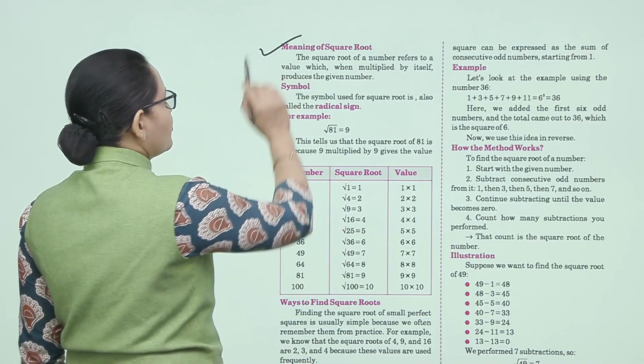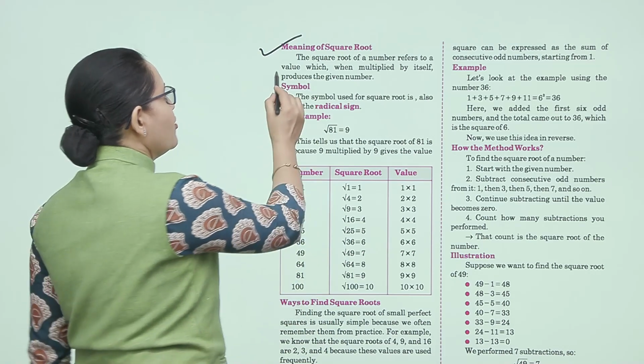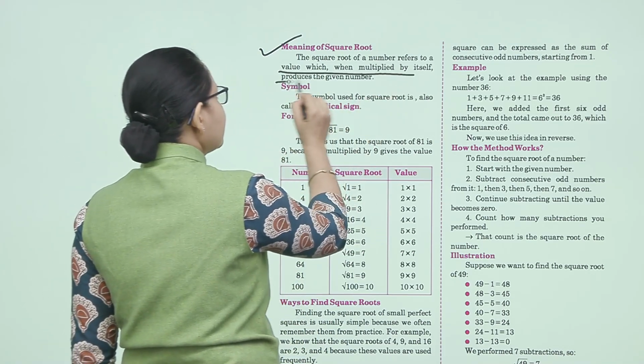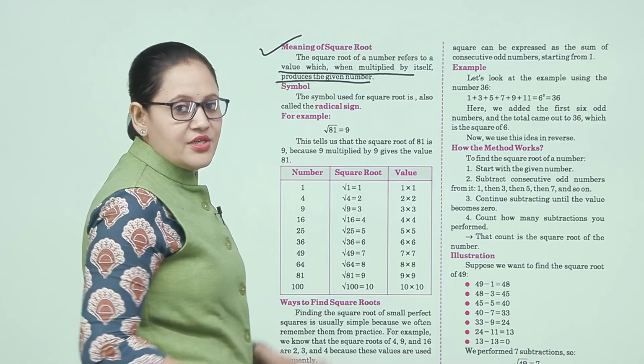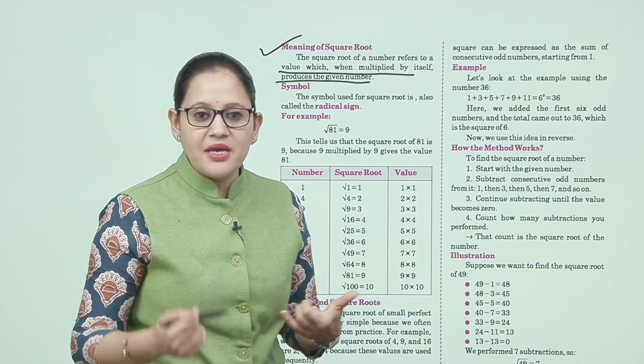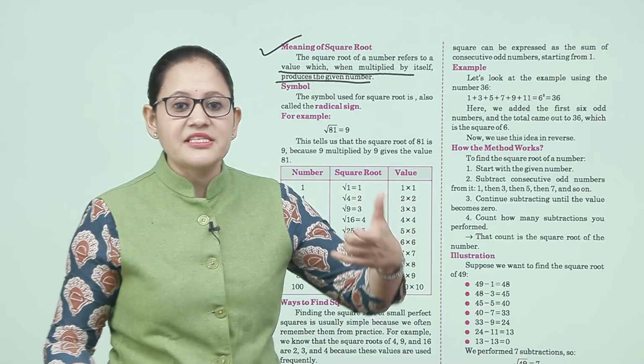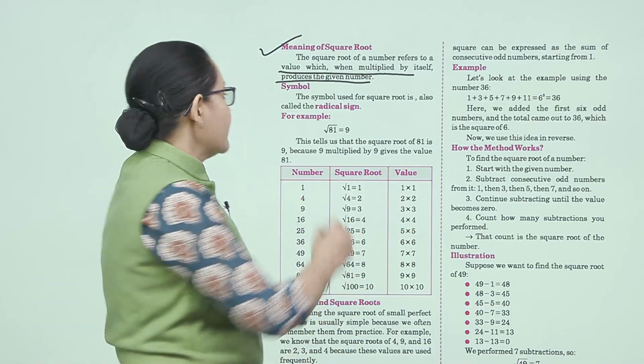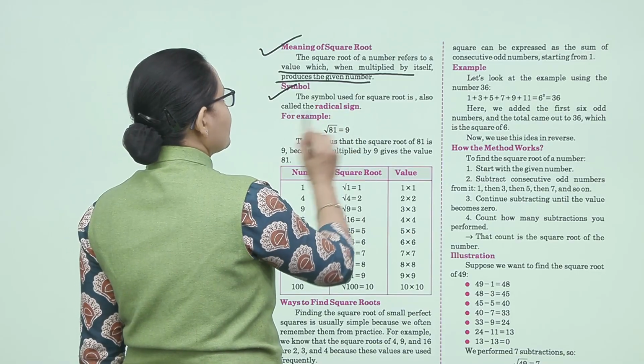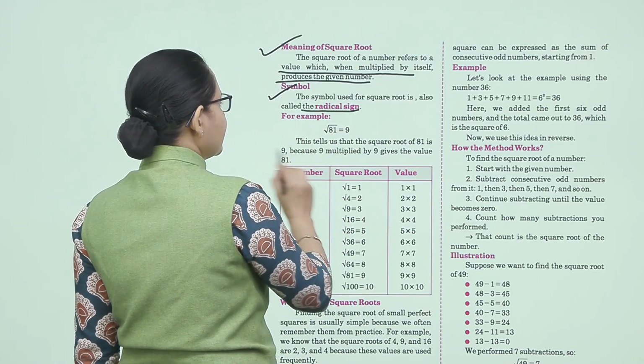Now, meaning of square root. Square root, the number refers to the value which when multiplied by itself produces the given number. So, if we multiply 9 by 9, we will get 81. So, the number is 9, that is multiplied by itself to get the square number. The symbol used for the square root is called the radical sign.